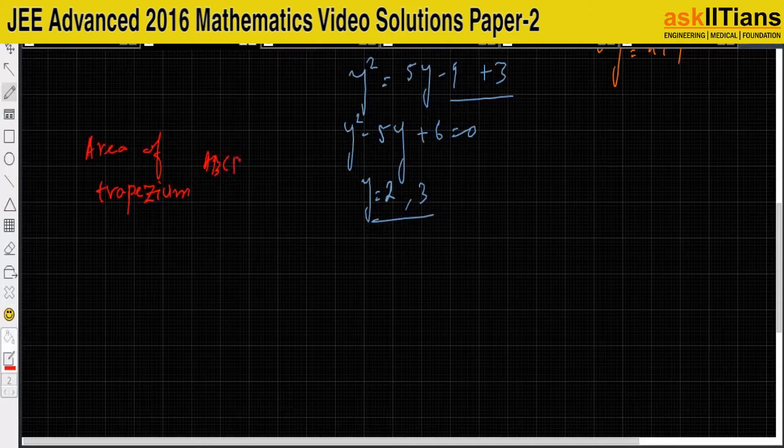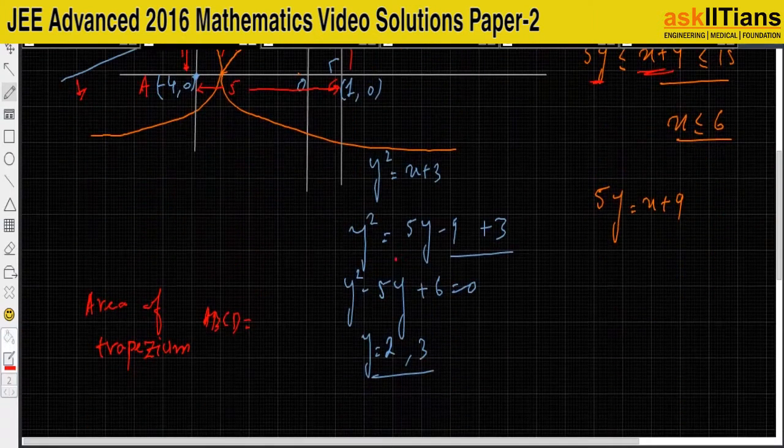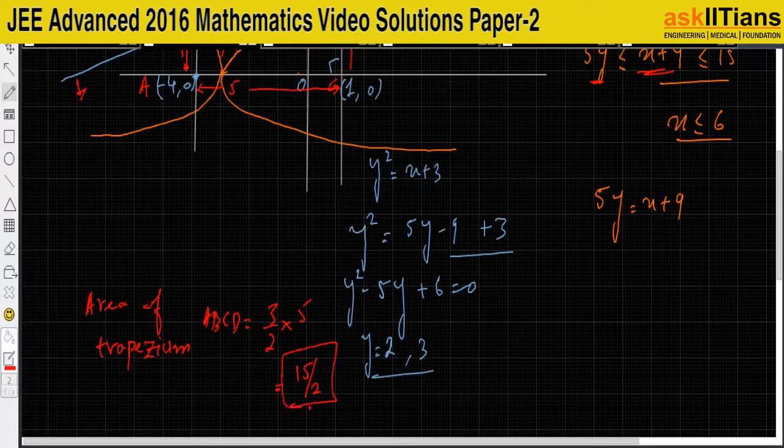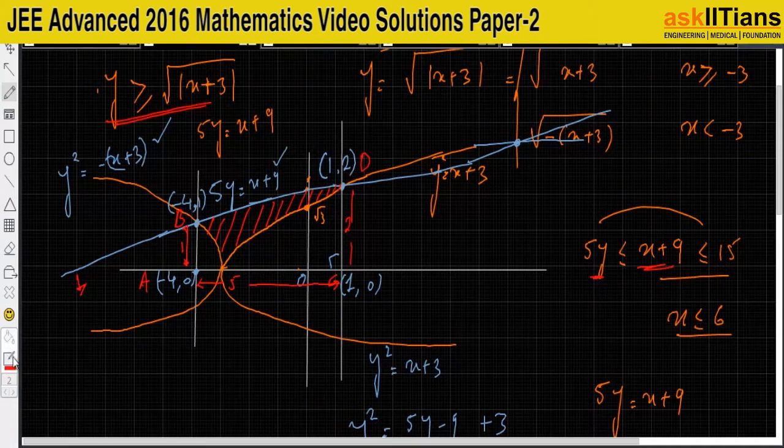Area of this trapezium will be, I can say, half into, what is this length? This length is 5, and this length is 2, this is 1. So 1 plus 2, 3 by 2 multiplied by 5, so area of trapezium will come out to be 15 by 2. Now I can simply subtract these two areas from the trapezium.